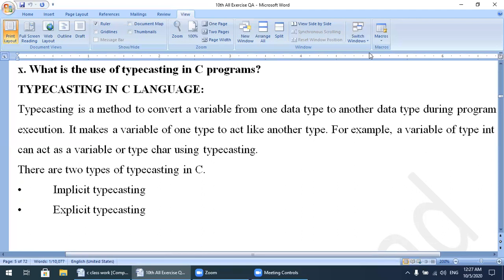There are two types of typecasting in C language. In C, how many types of typecasting are used? Two types of typecasting are used. The first one is called implicit typecasting, and the second is called explicit typecasting.